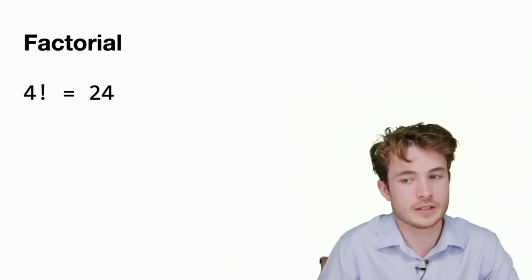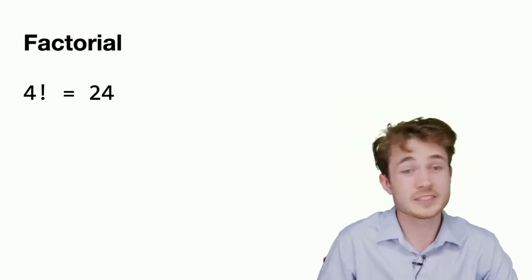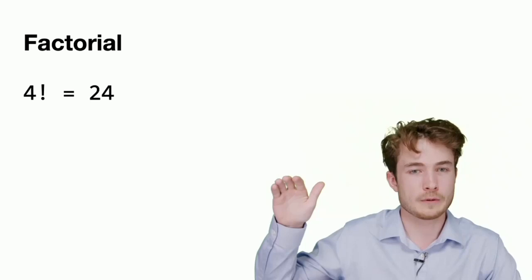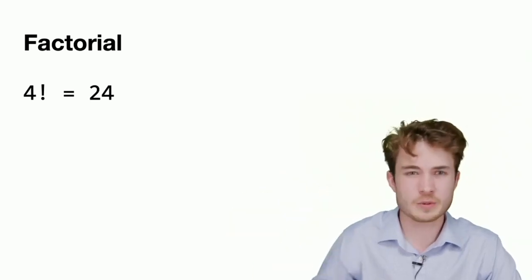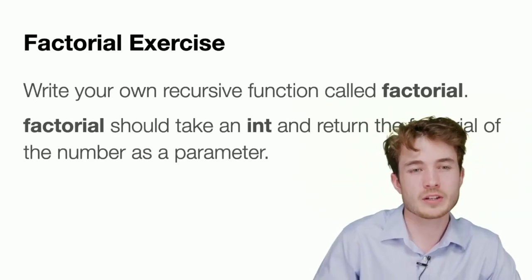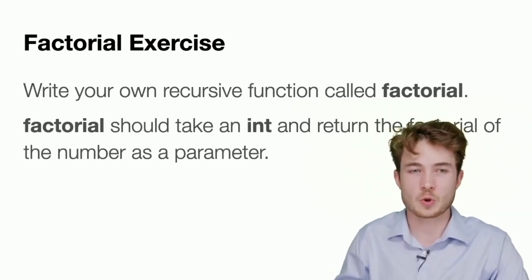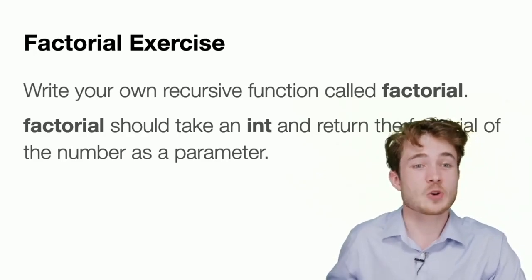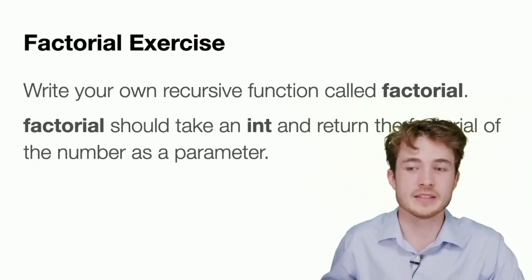All right. And so I'm seeing in the chat, it's kind of like backwards logic. It is a little backwards logic. We have to go down to the bottom first, and then work our way back up. So let's work on this one together. Let's actually see what we might be able to work on here. And what we'll do is write our own function called factorial, where factorial should take an integer and return the factorial of whatever number we pass in as a parameter.